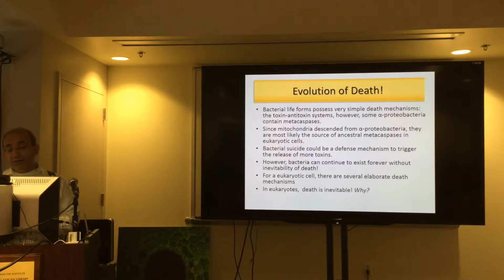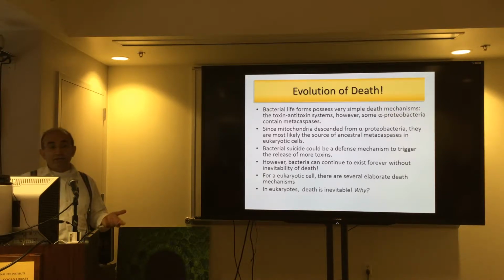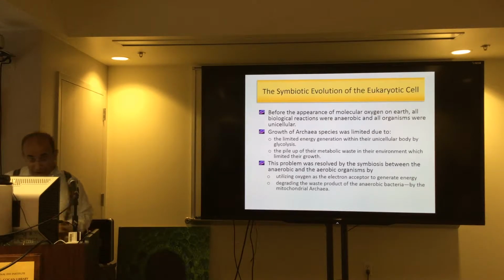In bacteria, there is no death. Basically, a bacterium can keep dividing and live forever. But in eukaryotic cells, death is inevitable. It's going to happen, and I'm going to tell you why.